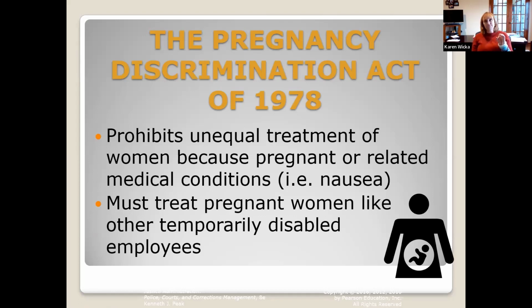Any side effects, like nausea, morning sickness, things like that that affect her job, you have to treat like a short-term disability. So you can't just fire her because she's pregnant and has morning sickness. Morning sickness lasts until you have the child. So you could find alternatives in other forms of work. But since it's a temporary disability, you can't just fire them. You have to treat them like somebody else. What if one of your officers breaks their leg? You're not going to just fire them. So you have to treat them like another officer and provide them with accommodations until that pregnancy is over.